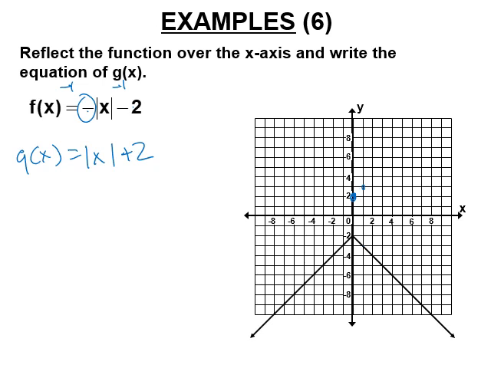Every point here will flip over the x-axis. And you'll get another V shape, right? That was awfully sloppy. Let's be a little neater. Maybe I should use a straight edge, and maybe you should too. And so we have reflected that over the x-axis. It's a mirror image.